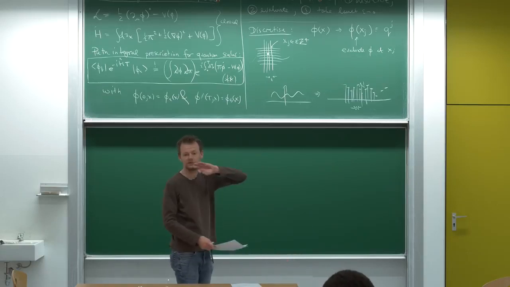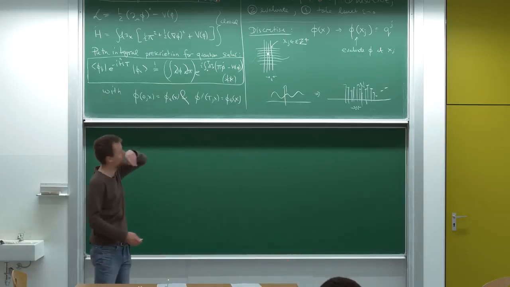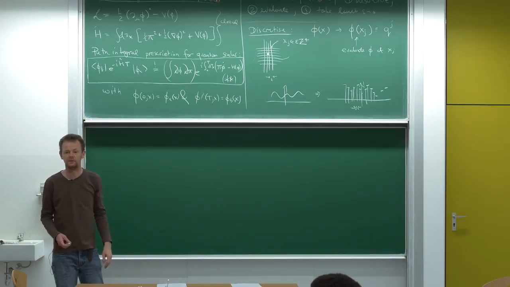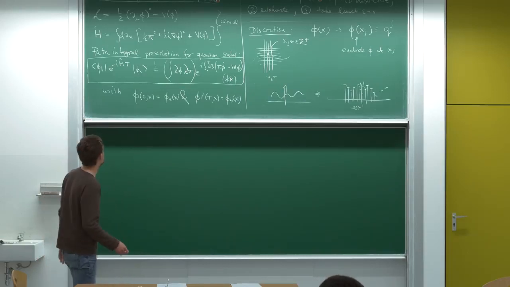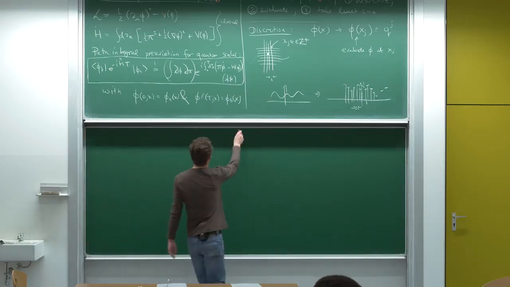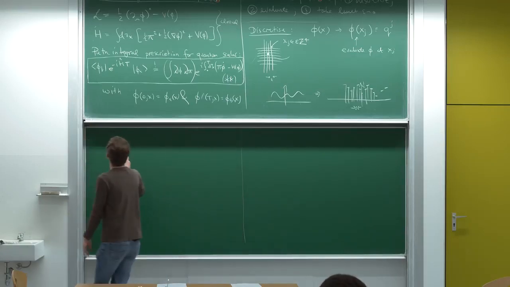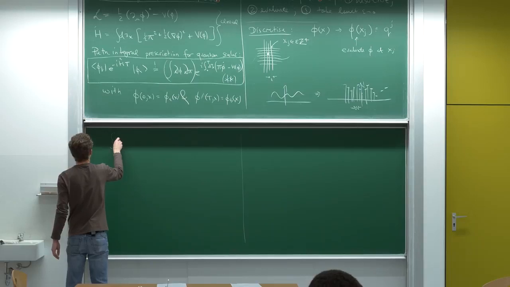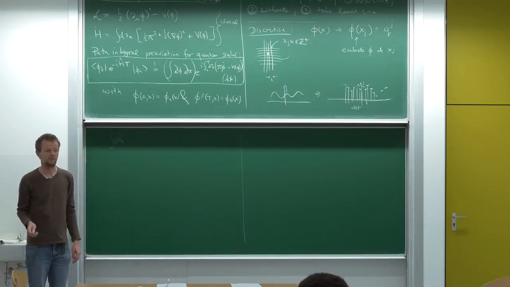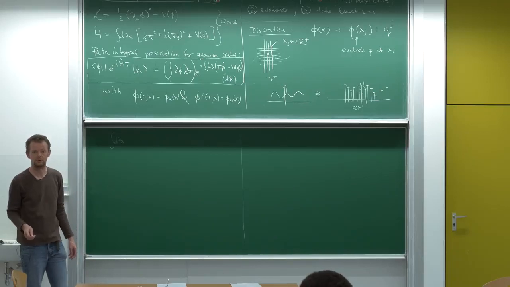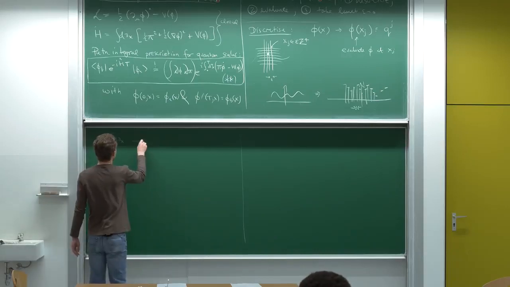So we've managed to discretize the field, but look at the Hamiltonian. There's a couple of different terms inside this Hamiltonian. We have to discretize everything. So whenever you see an integral, well, I've told you how to do integrals. When you discretize an integral, you turn it into a sum.